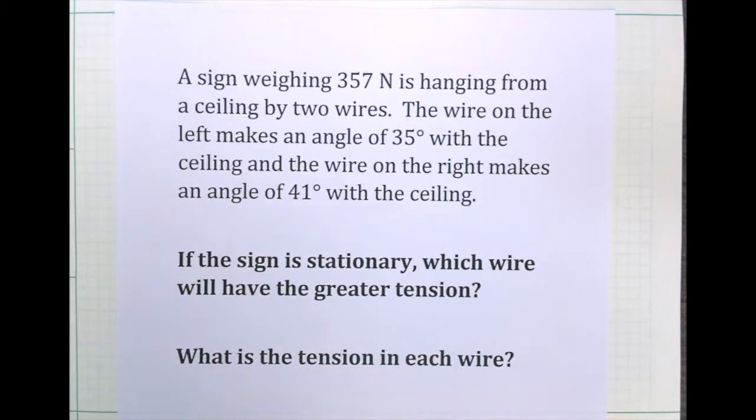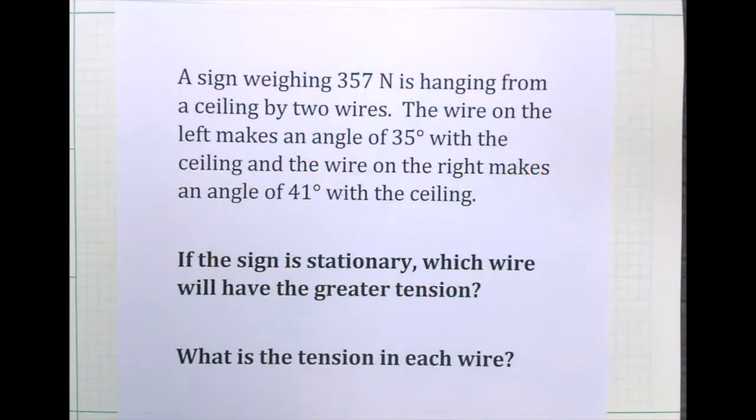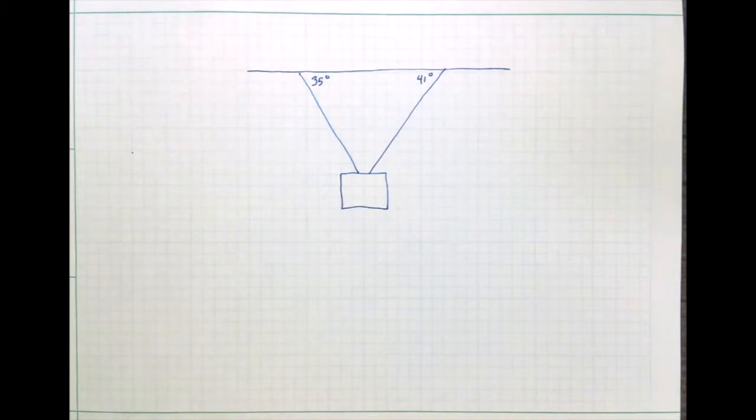The two questions are, if the sign is stationary, which wire will have the greater tension, and then what is the tension in each wire? In this problem-solving process, the first step, as it is always with forces, is to draw a diagram showing all the forces acting on the object, in this case, the sign. Right, so we begin with a diagram here. Once again, as always, it does not have to be great art. We just have a little representation of the sign hanging from the ceiling with the wires at their designated angles.